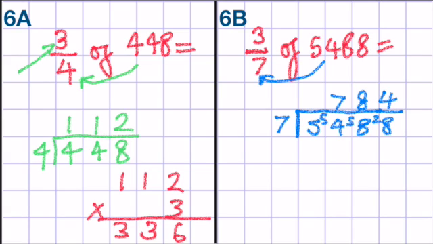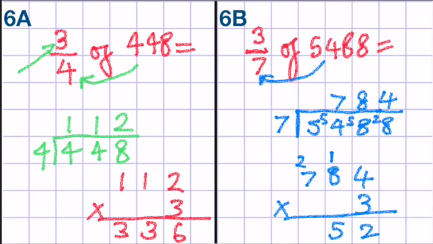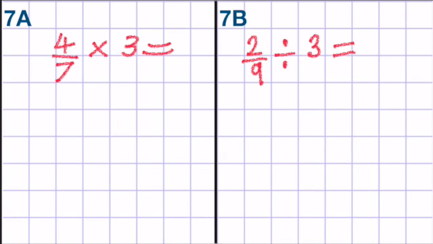Now we need to times 784 times 3, because that's the numerator. 3 times 4 is 12, carry the 1. 3 times 8 is 24, plus 1 is 25, carry the 2. 3 times 7 is 21, plus 2 is 23. So 2,352.